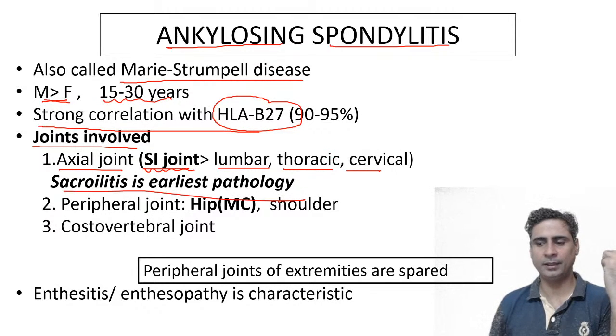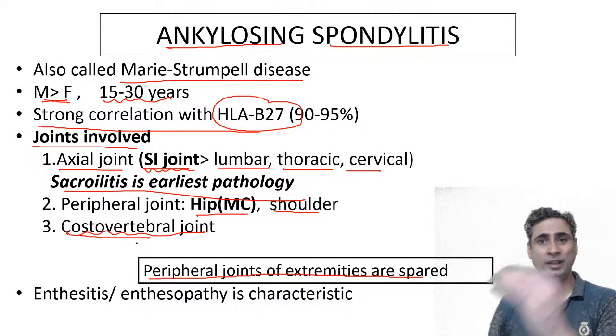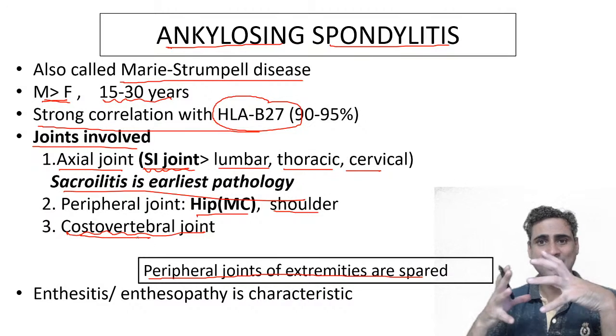Sacroiliitis is the earliest pathology. In peripheral joints, it usually involves only large joints like the hip, shoulder, and elbow. Small peripheral joints of the hands, feet and wrists are characteristically spared. It can also involve the costovertebral joint, which can lead to decreased chest movement, decreased chest expansion.